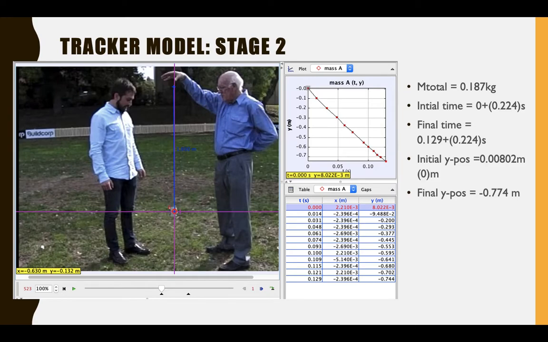Here's the Tracker model for stage 2. This time, the mass is the total mass of the Slinky, which is roughly 0.2 kilograms. For the initial time, you will see that I put 0.224 seconds, which is the time passed in stage 1, because I want to combine these two stages to build the computer model. The initial Y position here is roughly 0 meters, and the final Y position is minus 0.774 meters.